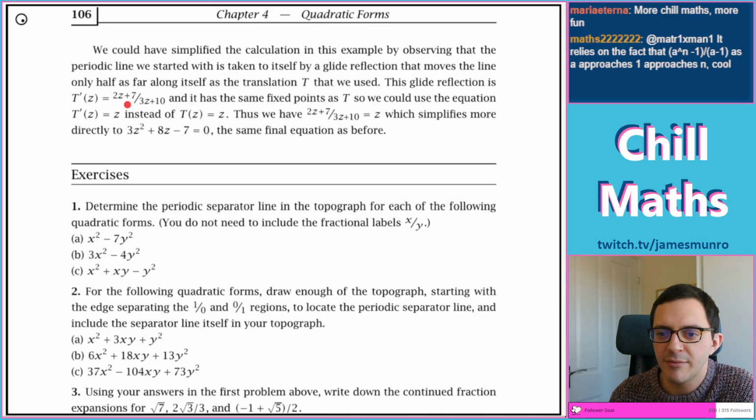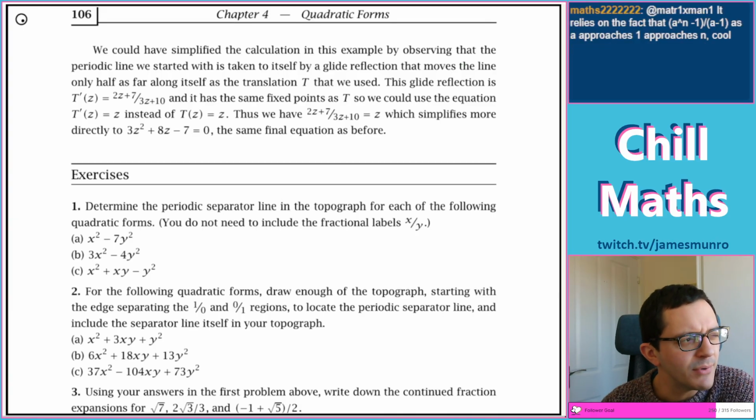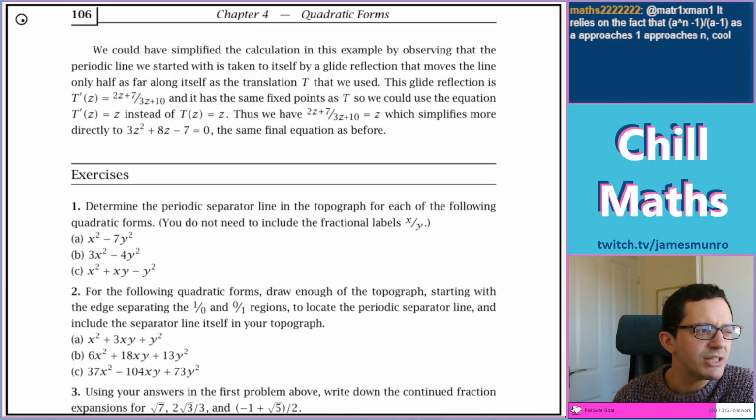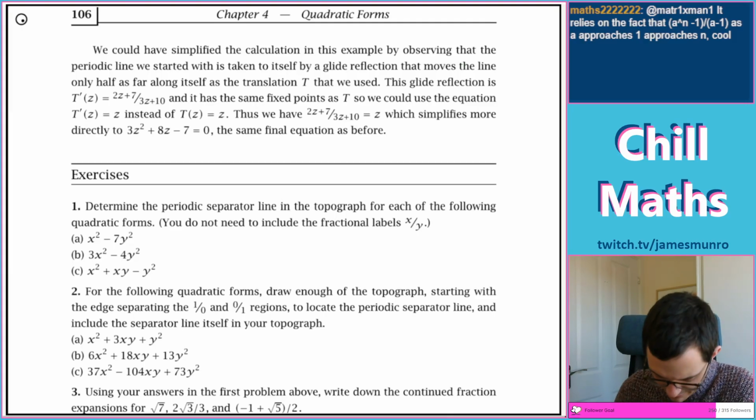So glide reflection has the same fixed points. As we have this, it simplifies more directly to the same equation. That is good, isn't it? An odd number of terms of the continued fraction and then a repeat. I think. Yeah. Okay, right.